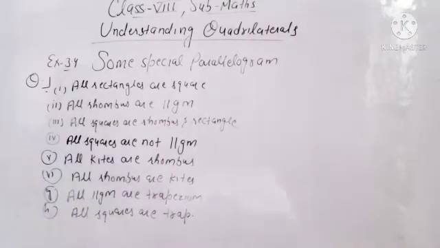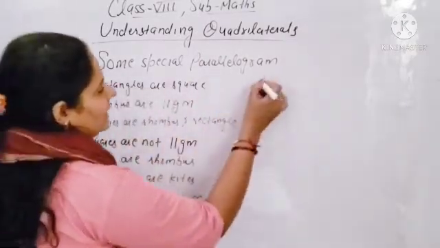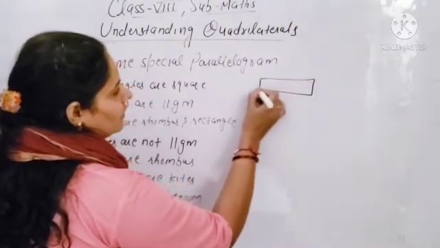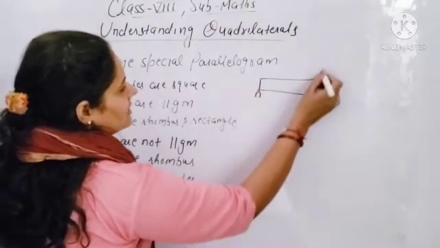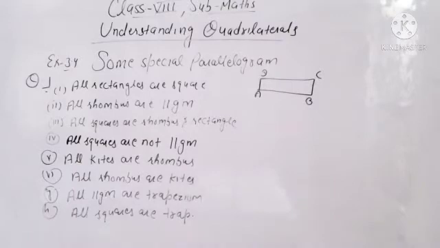So first part, all the rectangles are squares. Beta, if you take any rectangle, it will be like that. A, B, C, D. In rectangle ABCD, opposite sides will be equal. The lengths of opposite sides will be equal. So rectangle means opposite sides are equal.